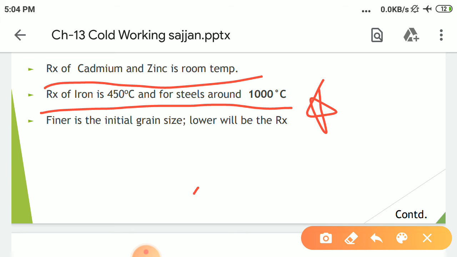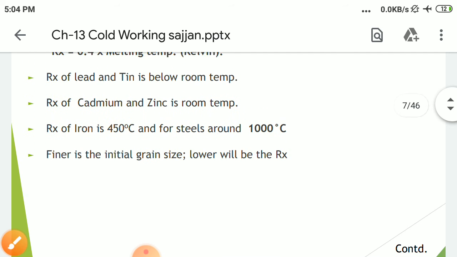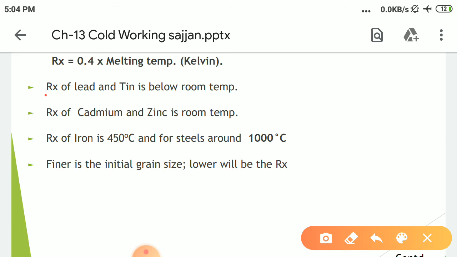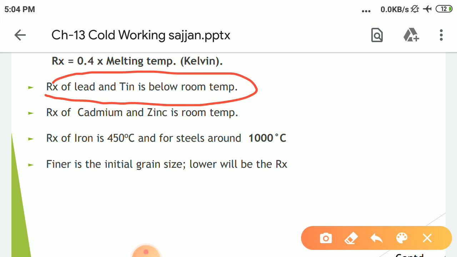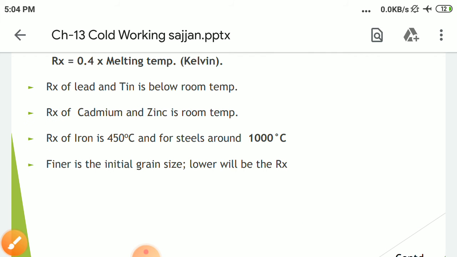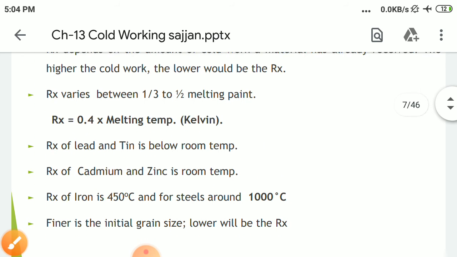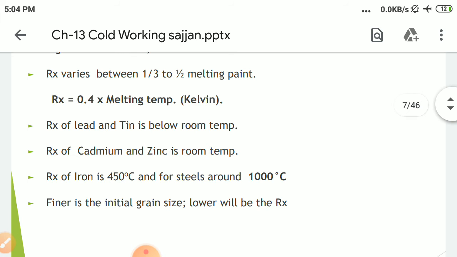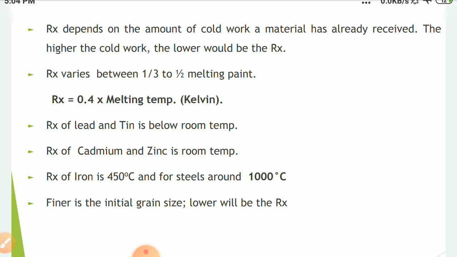So these are very important points, and one more point is there that I will show you. This one. Recrystallization temperature of lead and tin is below room temperature. My dear, you must remember this; you can take the screenshot now. All these points are very important from the exam point of view, you must remember.